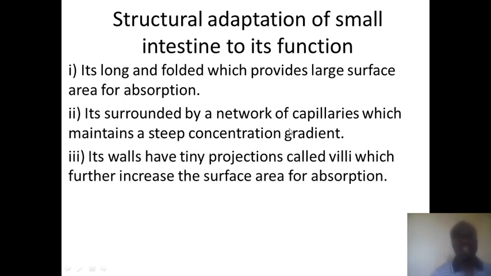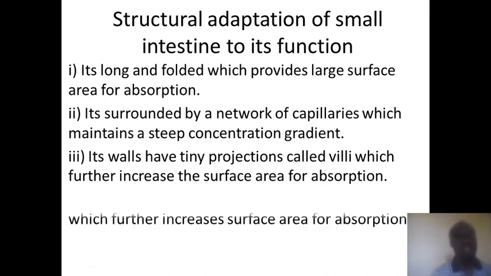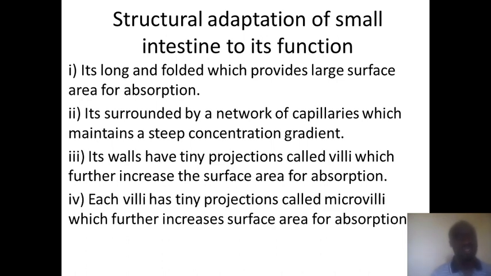The third one, the walls of the intestine have tiny projections called villi, which further increase the surface area for absorption. And each villus has tiny projections called microvilli. These further increase the surface area for absorption.